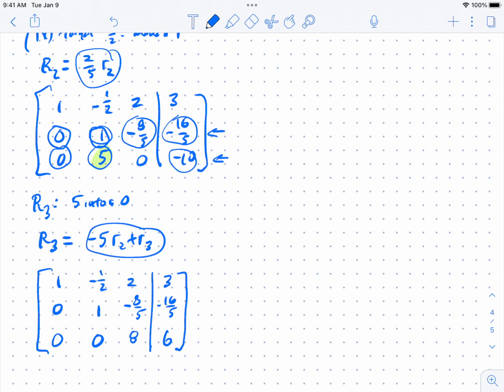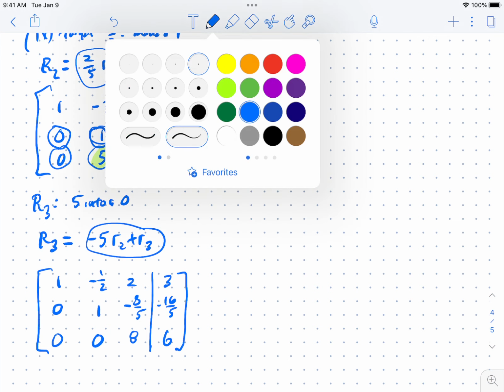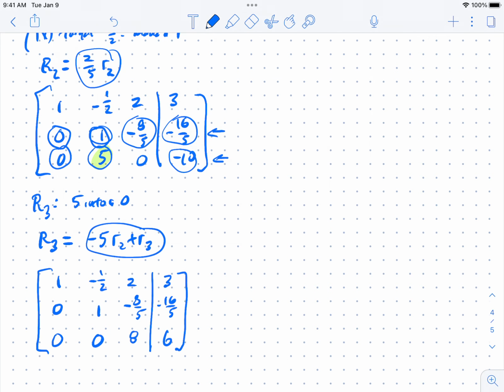Okay, we are almost done. We are getting there. In fact, let me do this. Let me, well, no, I'll stay blue. But let me come up over to here so we can have more of our stuff visible on the screen. So our target now is this. We want to make that 8 into a 1. So we're going to change row 3, and our instructions are basically divide row 3 by 8.